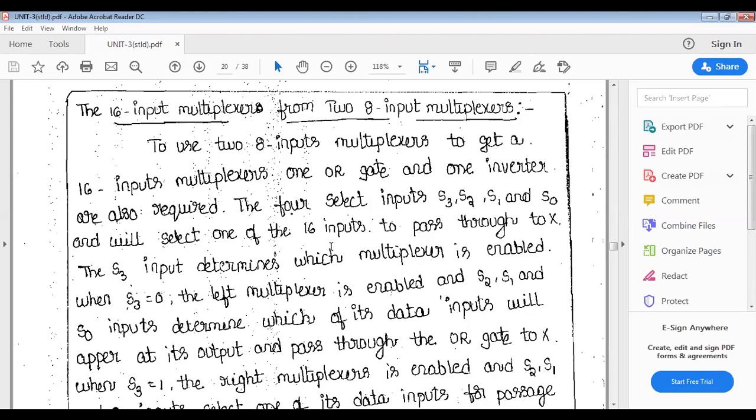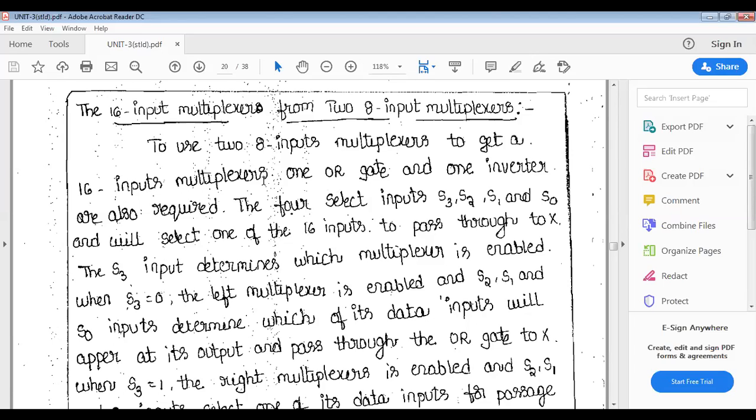Okay, what about the fourth one? We can combine these three. For the first and the second one, you'll get the 3 selection lines. Another input you are required to add, that is the 4th input. Alright, let us see how we can draw this one.